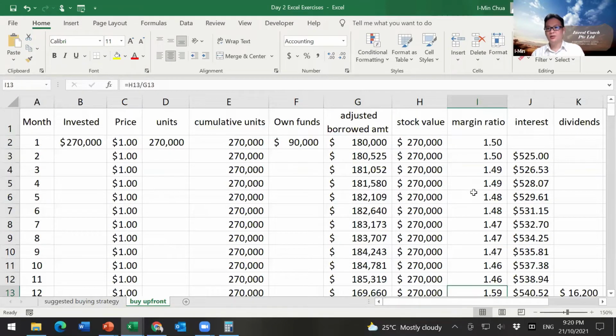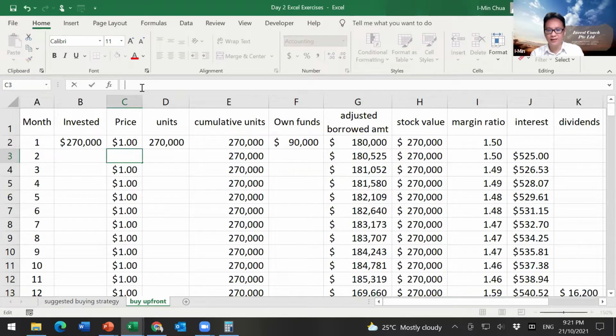So why is this not advisable? Again, you can see, let's say your margin ratio is 1.5. Say in the second month the price dropped to 90 cents, for example. Can you see? It just dropped by 10% only. Margin call already.